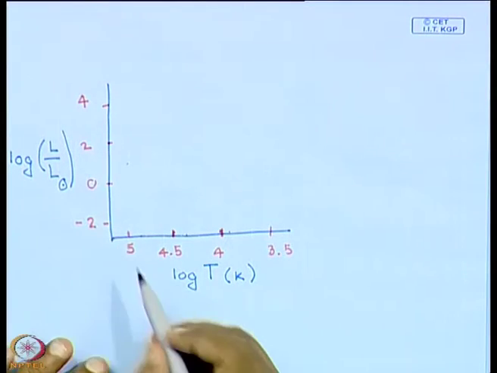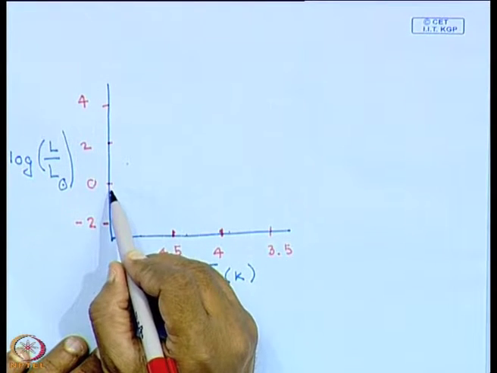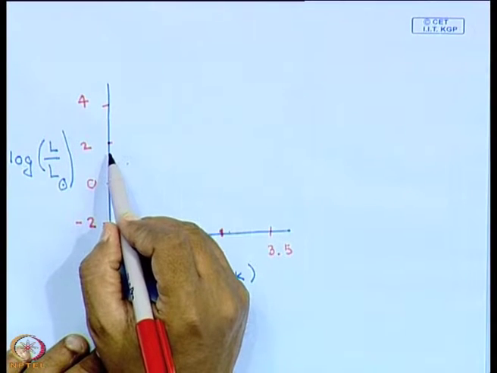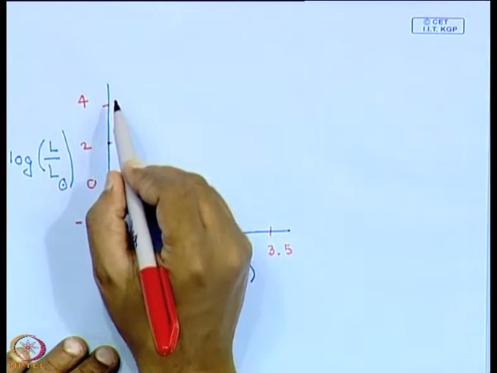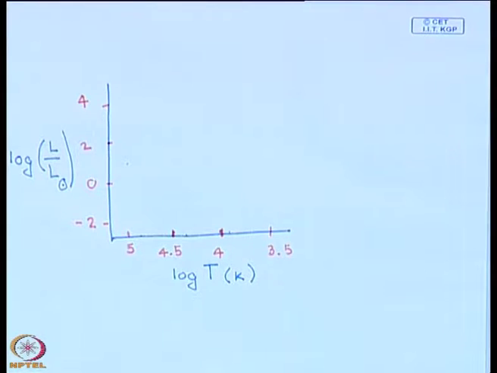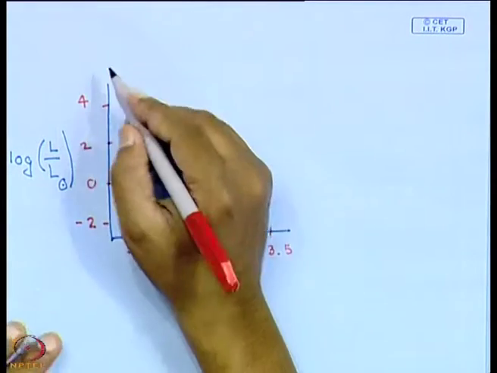So, this is where the sun would be. This is 100 times brighter, more luminous than the sun. This is 10,000 times more luminous than the sun. We have seen that the luminosities can vary from roughly 100 times fainter than the sun to 8 times 10 to the power 5, so roughly 10 to the power 5 times brighter than the sun. So, it will go up to 5. Okay. So, this encompasses the entire possibility roughly.